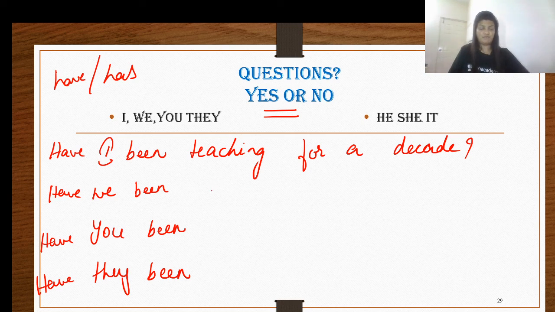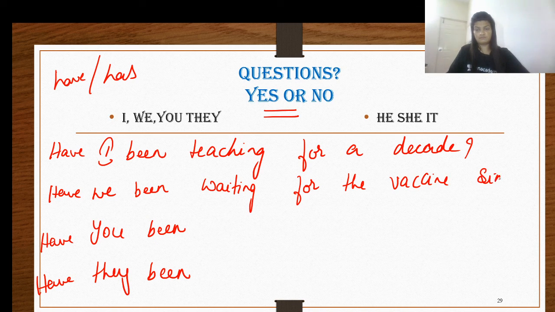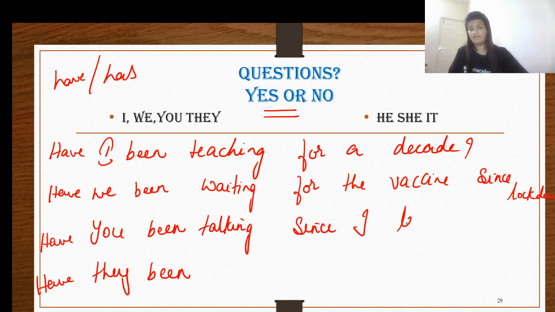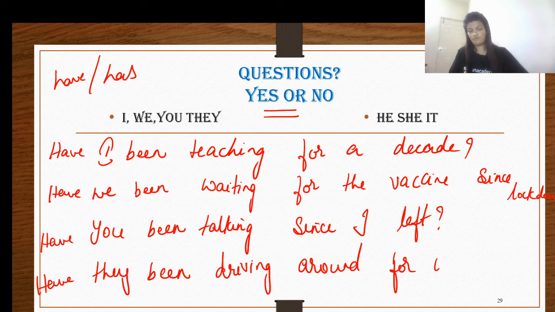Or have we been waiting for the vaccine since lockdown or since March? Then have you been talking since I left? Question mark. Have they been driving around for over an hour now?